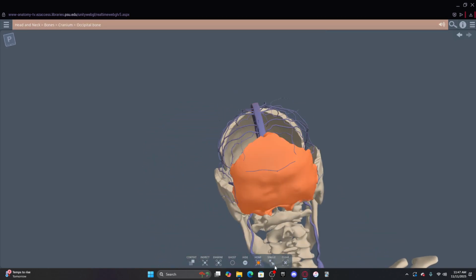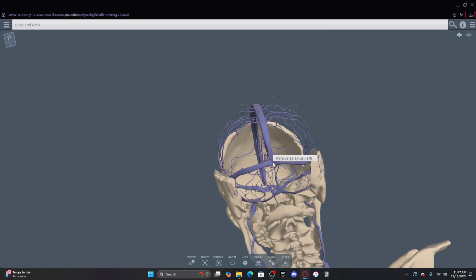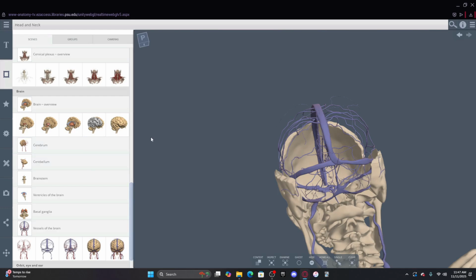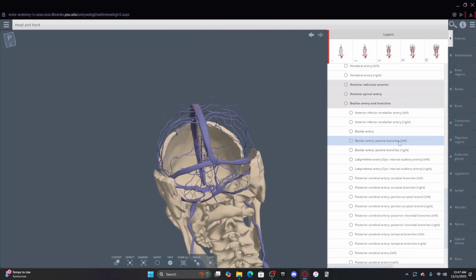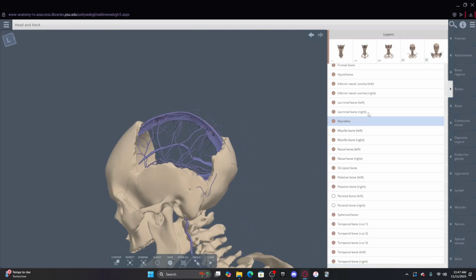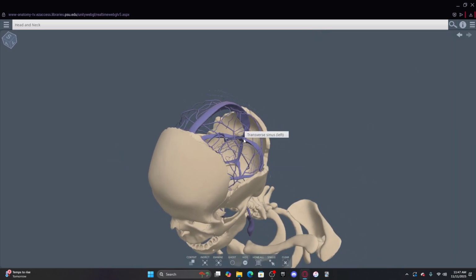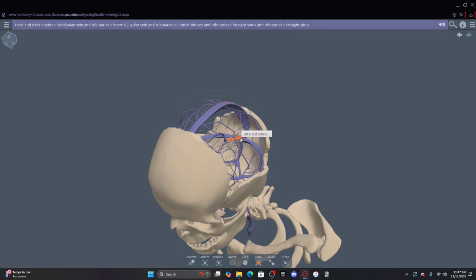If I remove the occipital bone, this is the confluence of sinuses right here. Let me just get the bone back. Okay, I'm going to put back the occipital bone. So we saw where the confluence of sinuses is, it's right there. Disregard the straight sinus.